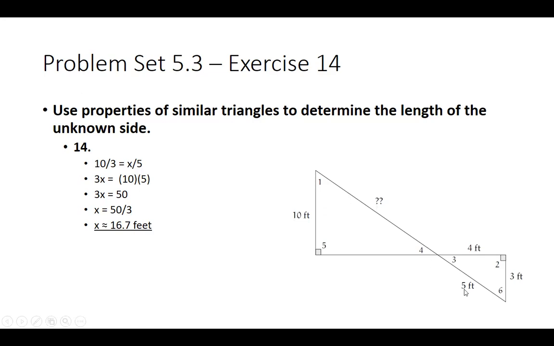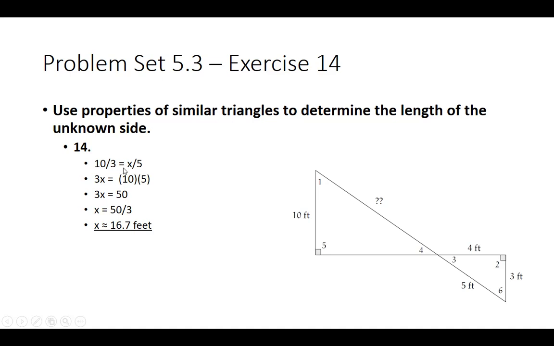Keeping big on top, small on the bottom, x, our unknown, over 5. So we have 10/3 equals x over 5 as one of the possible proportions you could have made. But there are other possibilities that lead to the same answer. You could have, for instance, done 10/x equals 3/5, and you'll get the same answer, as long as corresponding parts are in corresponding places.